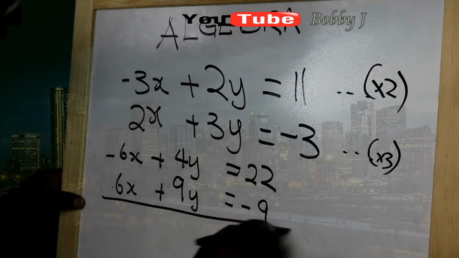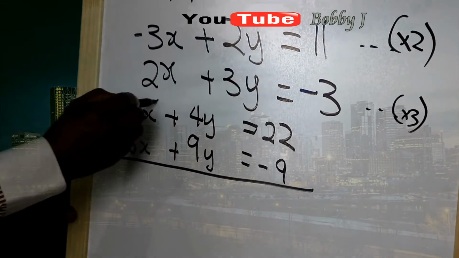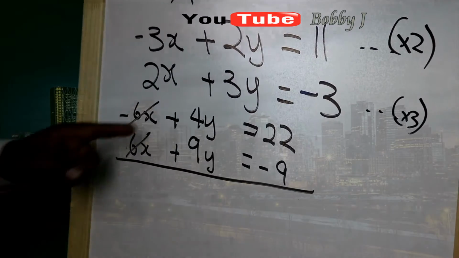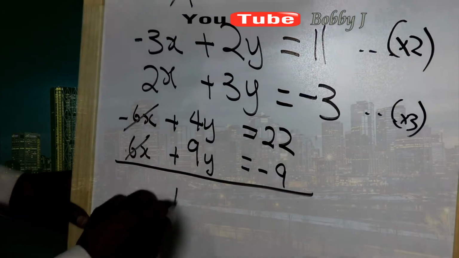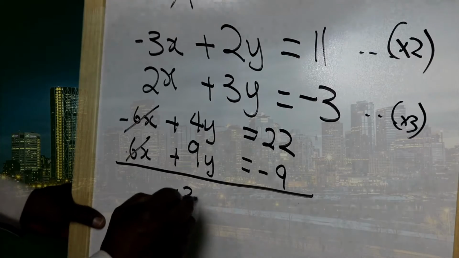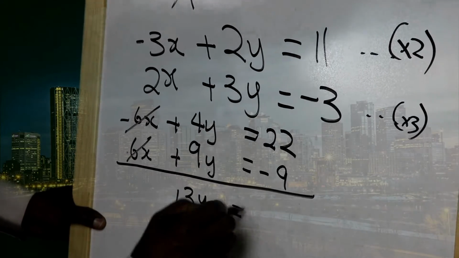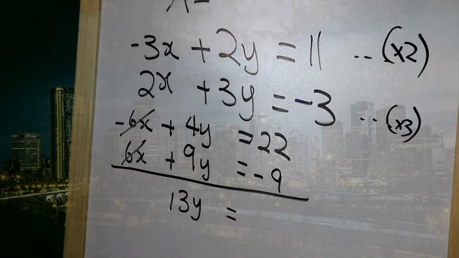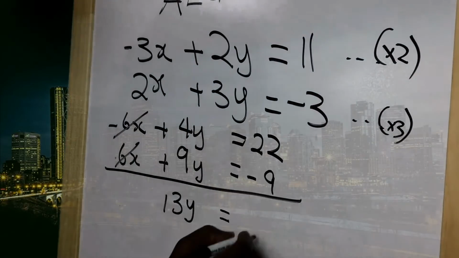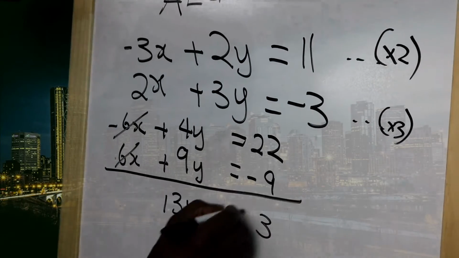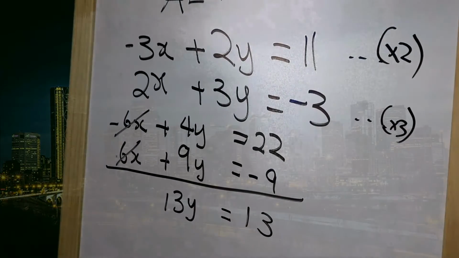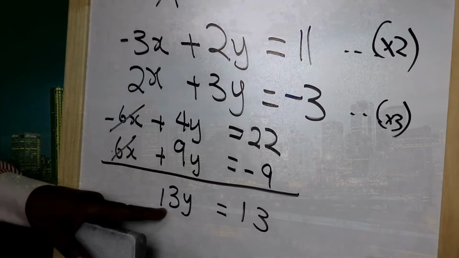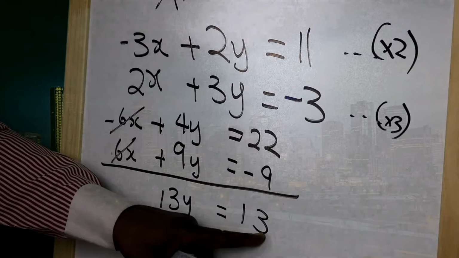So now we're going to add this equation. This will cancel this. So we're getting rid of one of them already. We add this together, we're going to have 13y equals, we add 22 and negative 9. You get 13. So we get 13y equals 13.